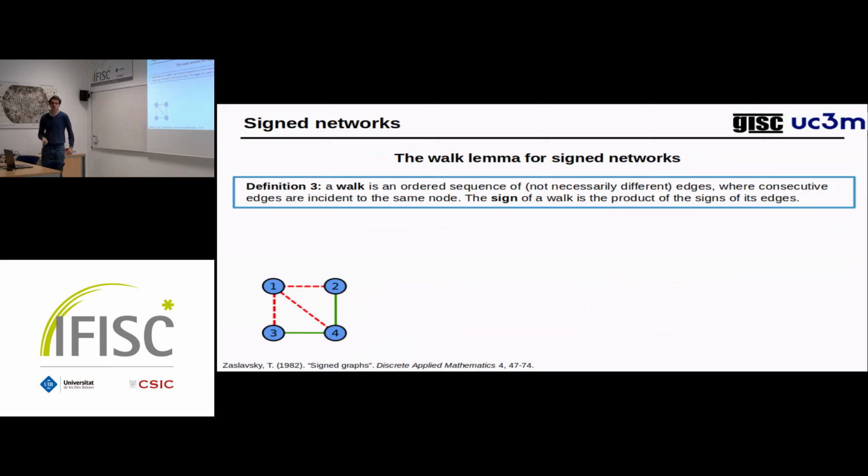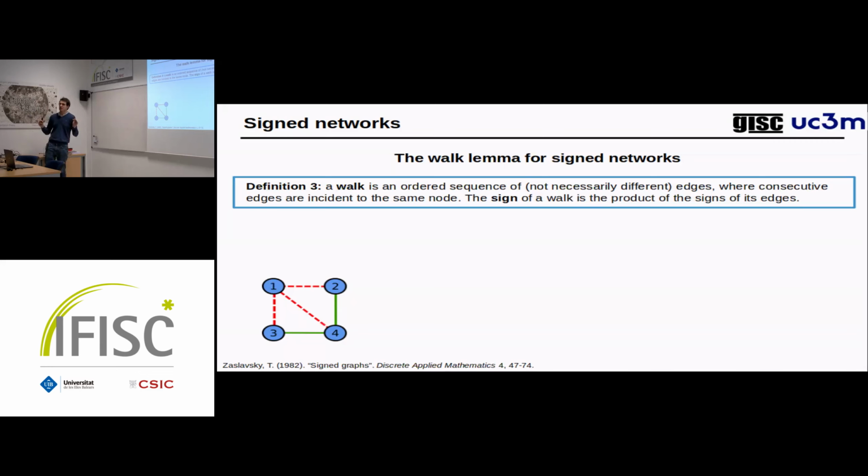to study the structure. In particular, it's very useful to understand walks. Recall that a walk is a sequence of edges that can have repetitions, but has the constraint that consecutive edges must be incident to the same node. So for example, if I do 1, 2, 1, 2, 1, that's a possible walk. The length of the walk is the number of edges, and the sign of the walk is the product, not the sum, of the signs of the edges.